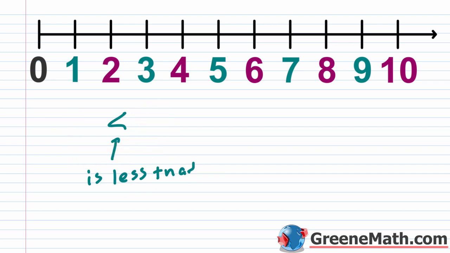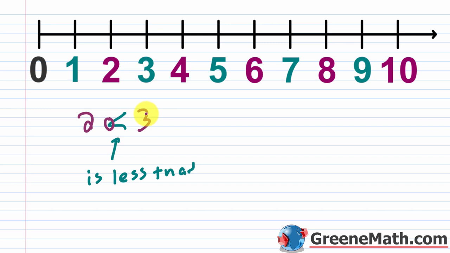The way you remember this, when you're looking at these symbols, is that this guy right here is always pointing to the smaller number. So if I grab two numbers from the number line, let's say 2 and 3, 2 is smaller than 3 because 2 is to the left of 3 on the number line. In order to make this a true statement, I need to put that smaller number on the left and the larger number on the right.